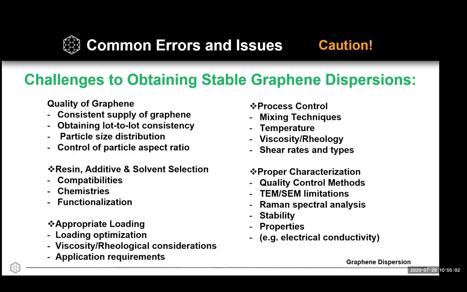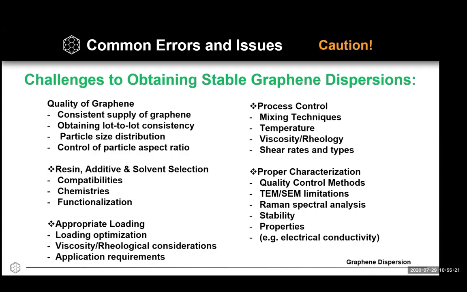and control over particle size and aspect ratio. The second challenge is, if you want to use the graphene for a particular application or a particular resin system, you want to compatibilize that graphene with the resin system.